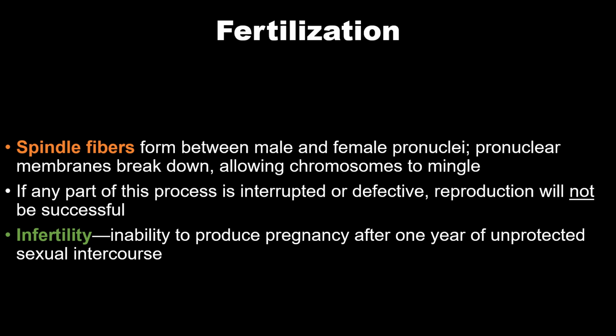And if any part of this is ever interrupted, reproduction is not successful. It could be either because chromosomes are not allowed to intermingle, or sperm cells never attach and become pronuclei. Any number of these processes can be interrupted, and reproduction will fail. And infertility, of course, is the inability for a pregnancy to develop after 1 year of unprotected sexual intercourse. And again, that can be either a problem on the male side or on the female side.